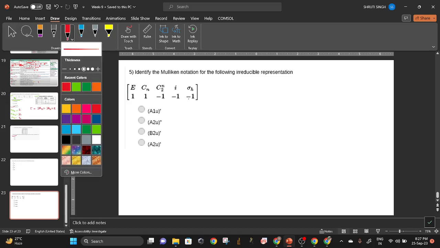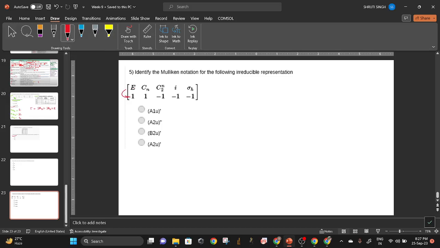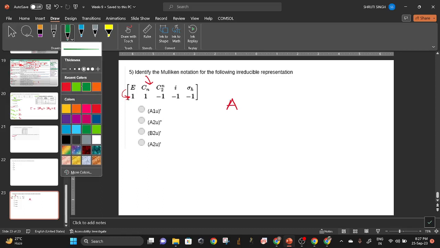First we need to check E. Always one needs to check the dimension, one dimensional. So either A or B. Since all the options are A or B, we can guess it. Now next we need to look for this Cn, the principal axis. It is symmetric, so it is A. Not yet one. We did not reach one.